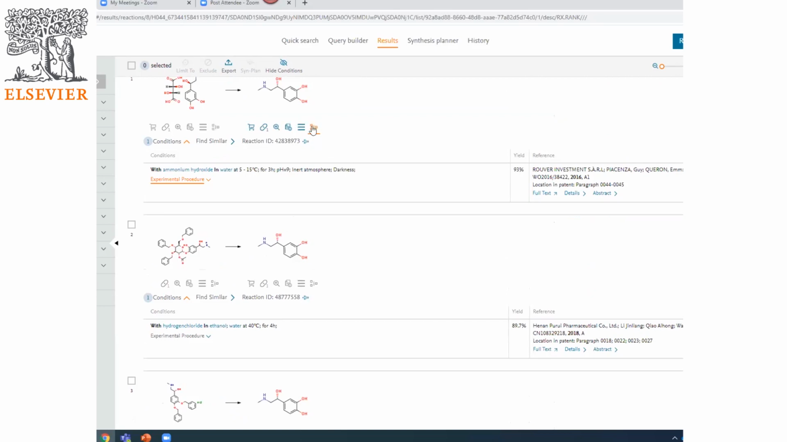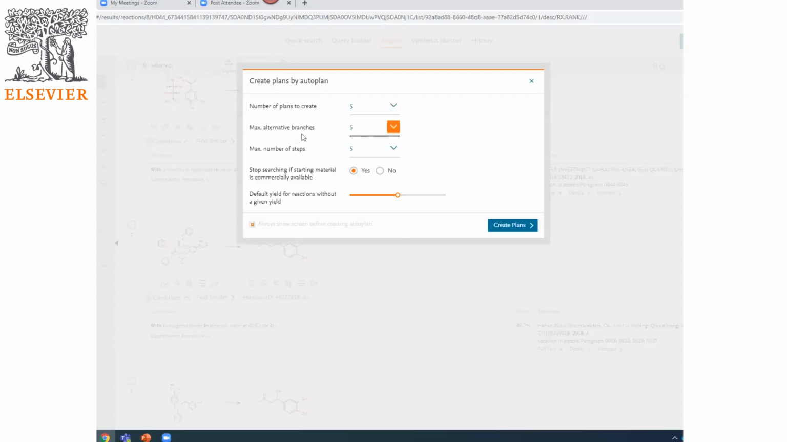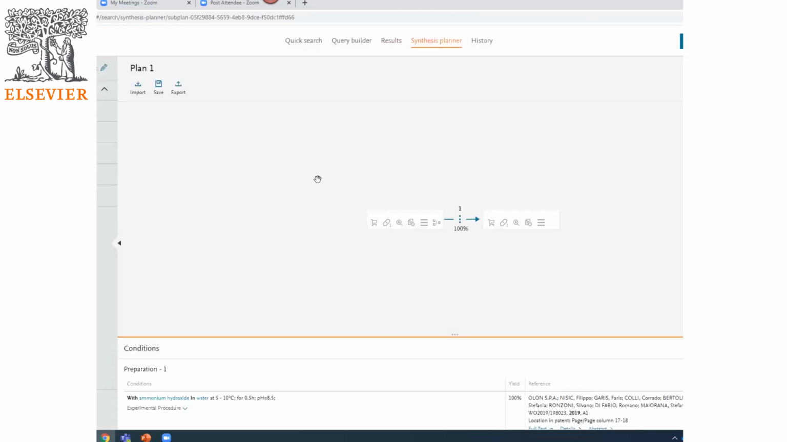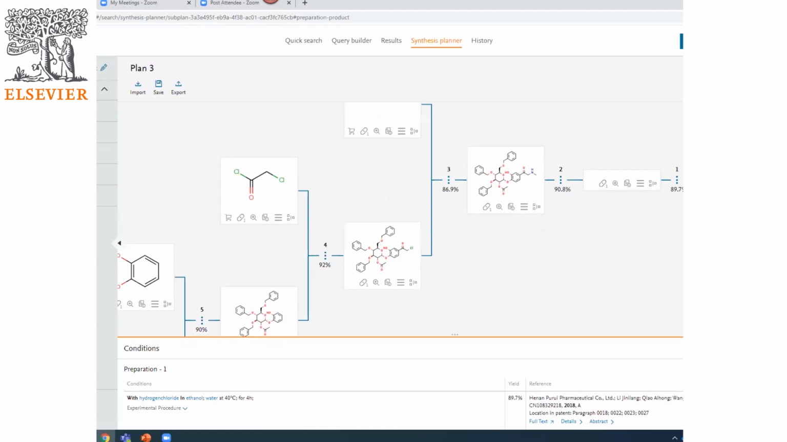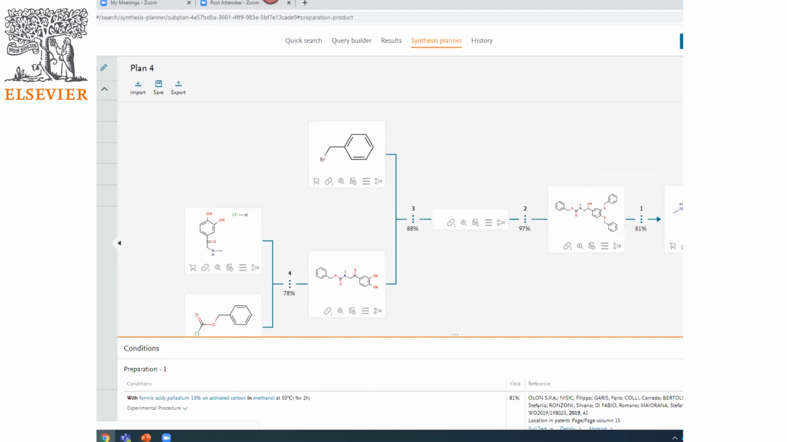To use it, you need to click this icon, choose manual or automatic planning, choose these options, or not, and just click create plan. And Reaxys will bring you several retrosynthetic plans. So plan number 1, plan number 2, plan number 3. As you see, this one is multi-stage. Plan number 4.